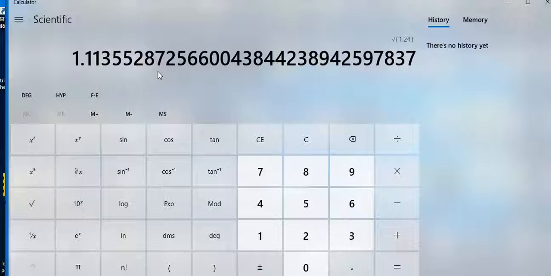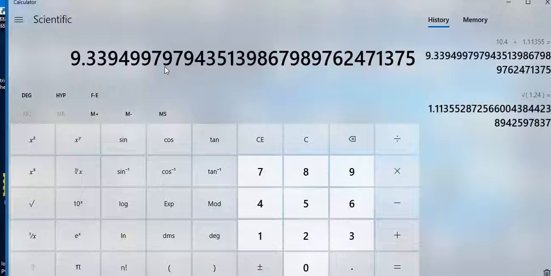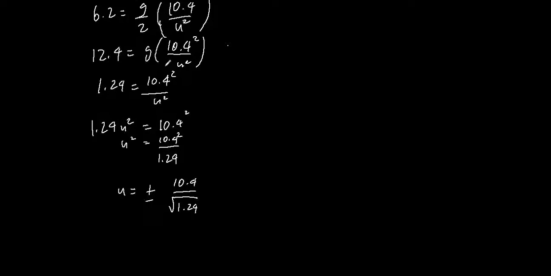So I took the square root of this, right? And I have 10.4 divided by that. So I'll just round that up. 1.11355. Okay, close enough. And I have 10.4 divided by that, and I'll get 9.339. I'm rounding that. That's roughly 9.339.